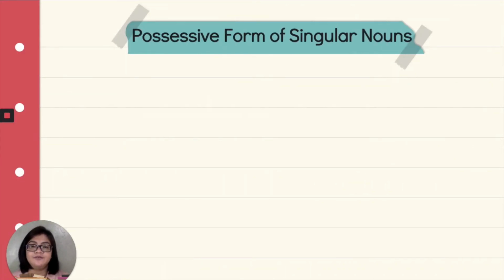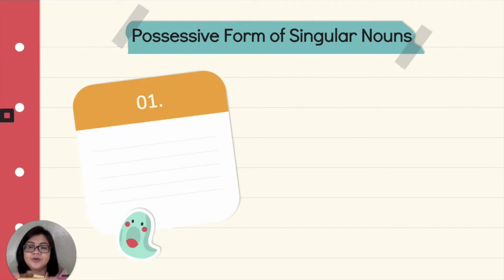So, possessive form of singular nouns. Do you remember the lesson on singular nouns? These are nouns that mean only one, like for example car, cat, boy. These are all singular nouns. There is a different way of changing noun phrases if they are singular, plural, or non-living things.